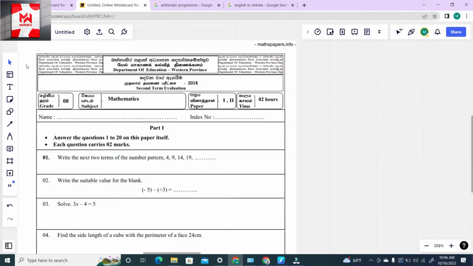Okay, first question is: write the next two terms of the number pattern 4, 9, 14 and 19. Actually this is an arithmetic progression, which is a sequence of numbers in order. That means the difference between any two consecutive numbers is a constant. The difference between 4 and 9 is 5, between 9 and 14 is 5, and between 14 and 19 is also 5. Therefore the answer should be 19 plus 5, which is 24.